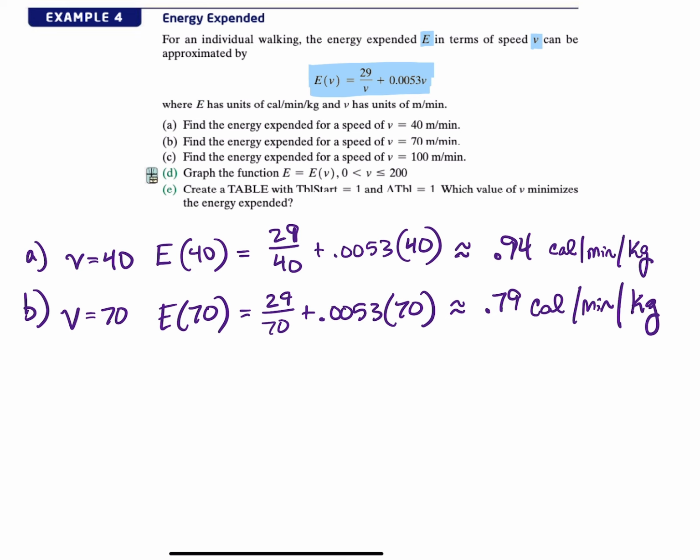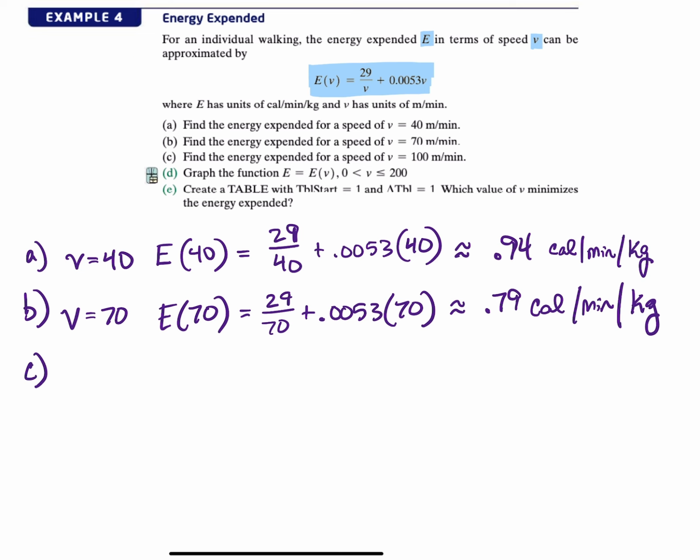Which is interesting. Think about the implication here. It's saying as you're walking 40 meters per minute, you're expending more energy than you are when you're walking 70 meters per minute. Kind of strange. Maybe once you're walking at a certain rate, you have some sort of momentum, and it ends up being less energy.